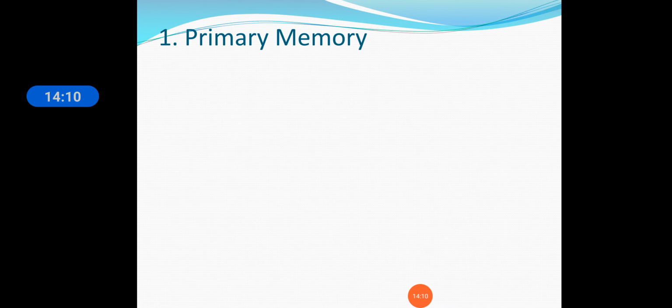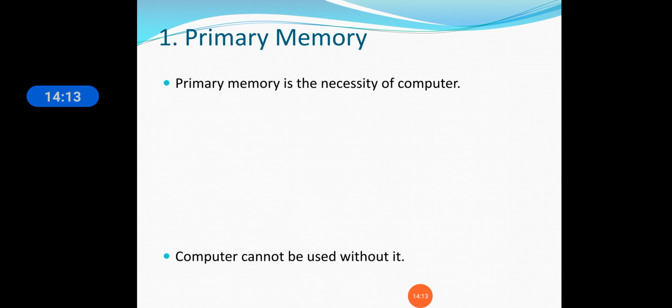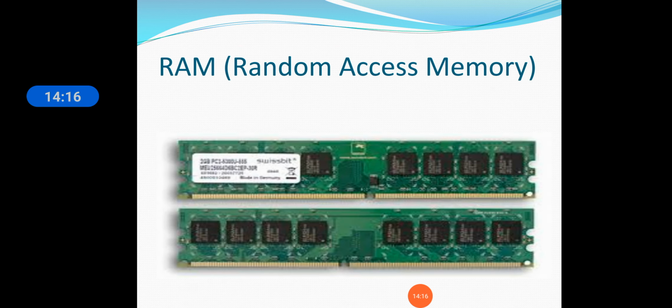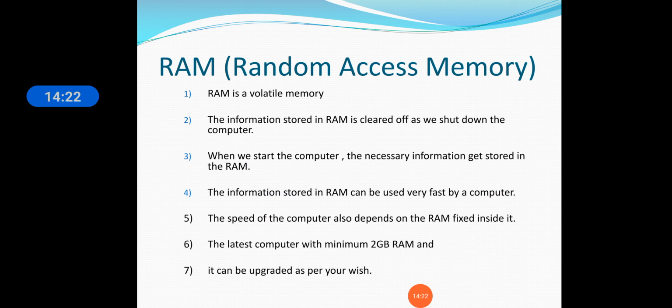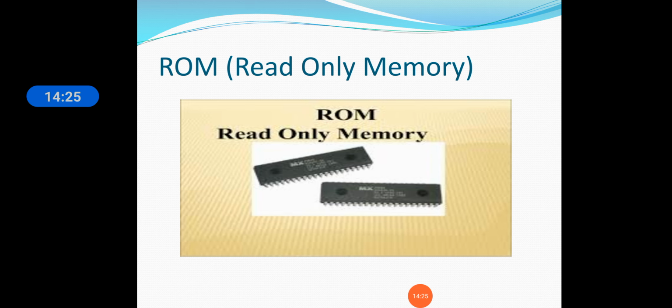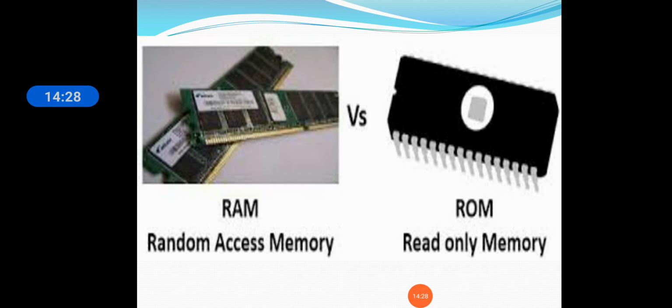There are two parts in primary memory: RAM, random access memory, and ROM, read only memory. We have also seen the difference between RAM and ROM. In RAM, the information can be erased, whereas in ROM the information is not erased or modified. We can access information faster from RAM as compared to ROM.